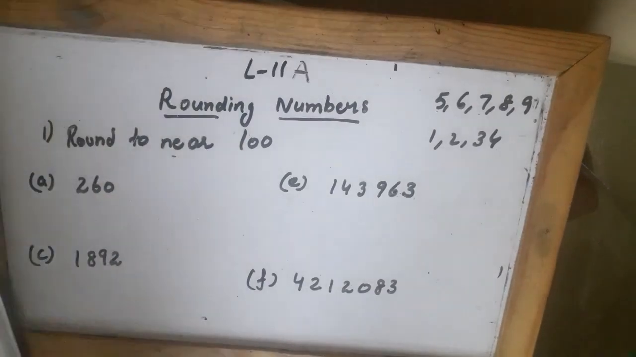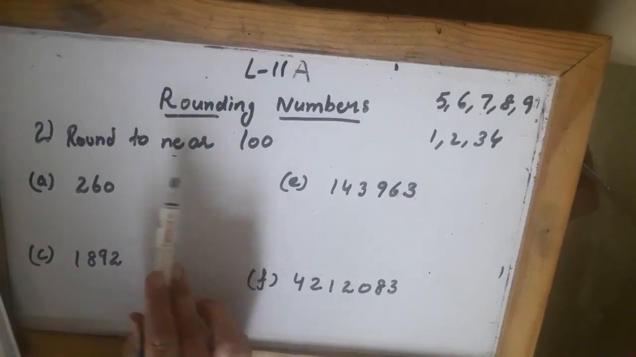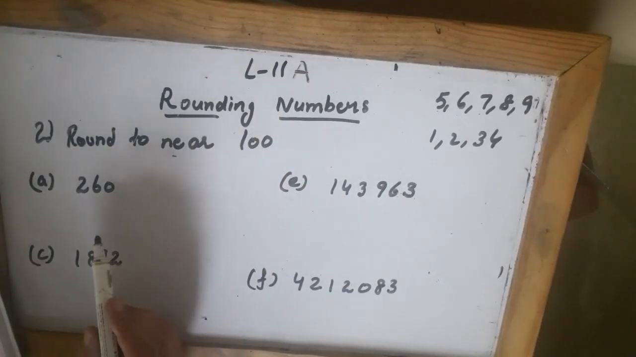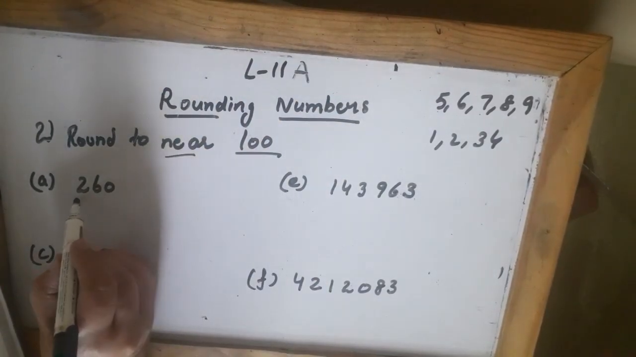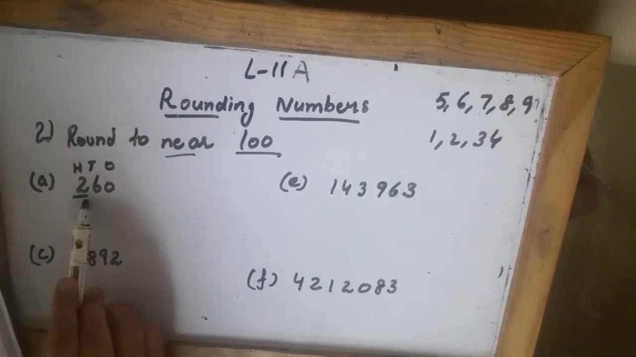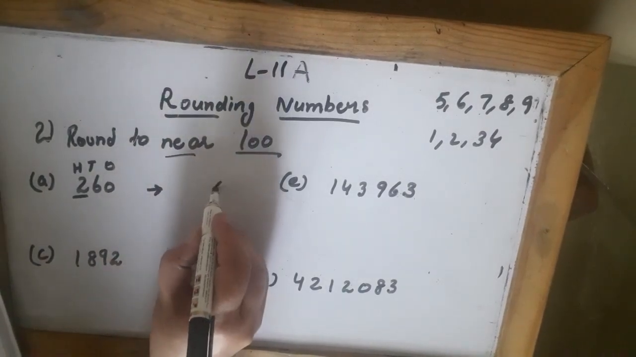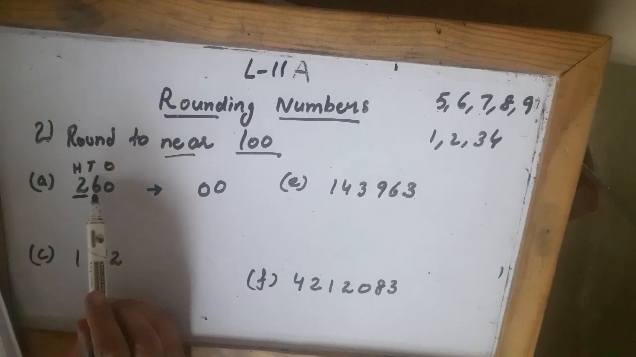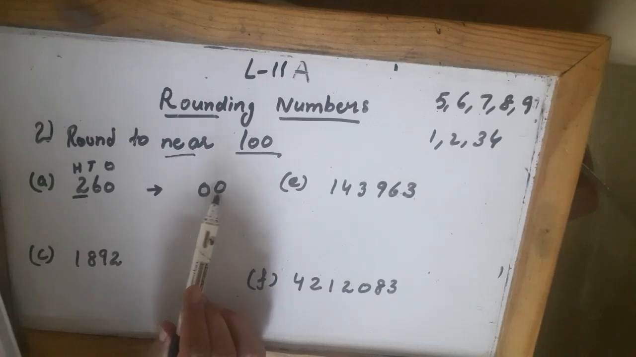We come to the next question, that is, round to near 100. First it was round to near 10, now it is round to near 100. Because I have to round to near 100, I will underline the digit at the 100s place. 1s, 10s, 100s. Now the 10s place and the 1s place to the right of the 100s place will both become 0 because we are rounding off the numbers. So we will have two zeros.